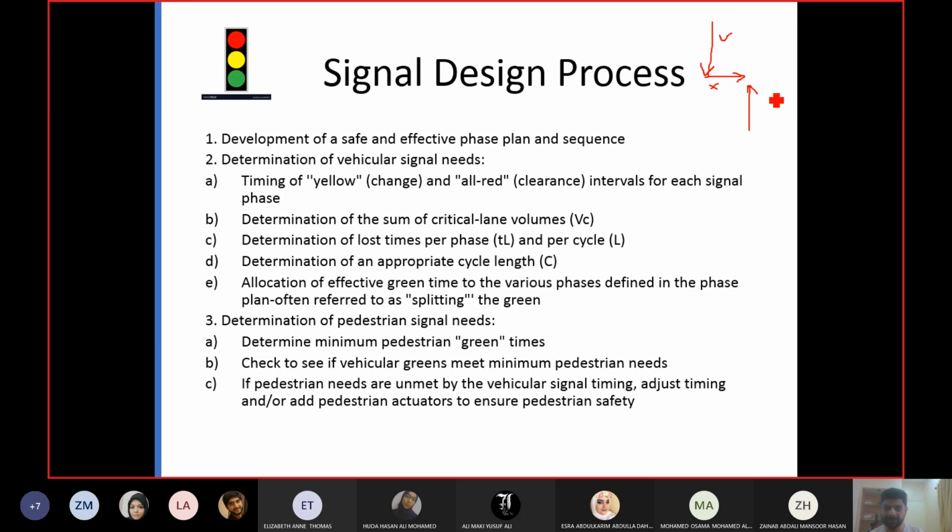In some cases, you may allow a movement which is conflicting, provided that the volume is very low. For example, not this one, this is directly conflicting, but you can maybe allow this movement, because they are merging together in the same lane. It's like a right turn. So you may allow both of them together if the volume from this direction is not too high.